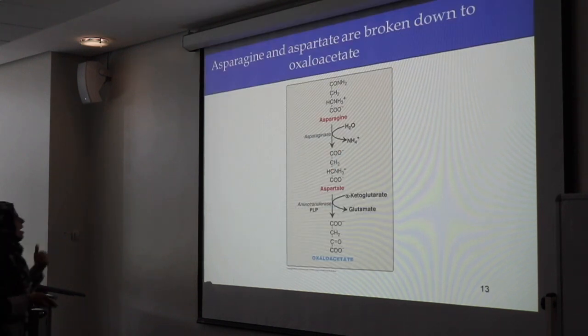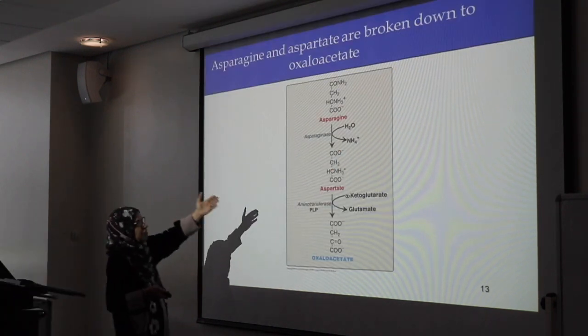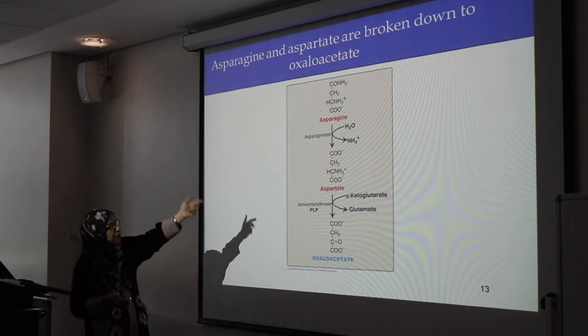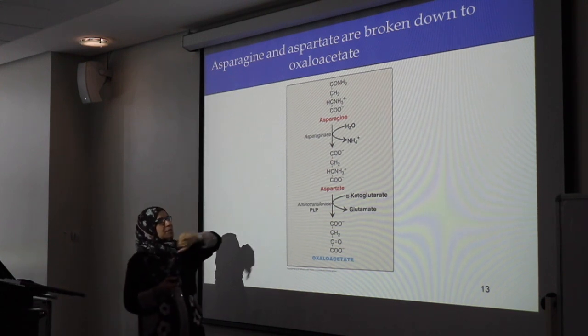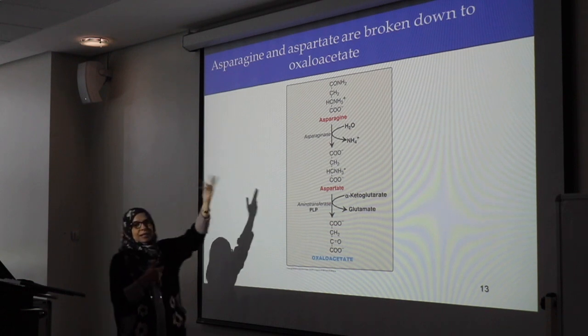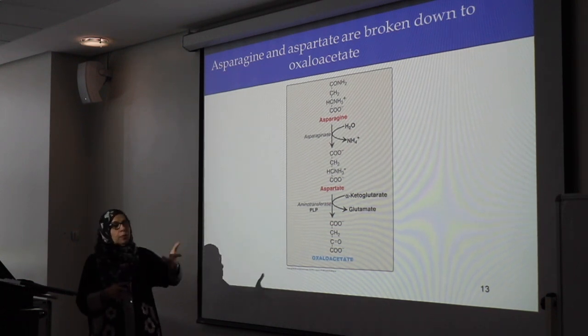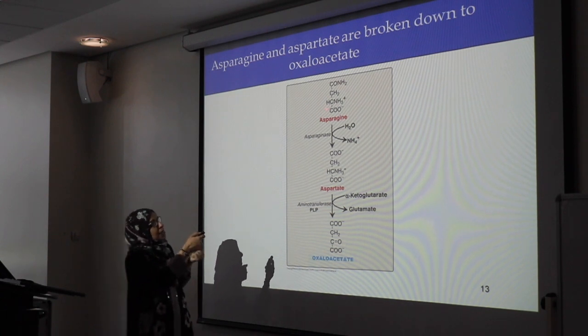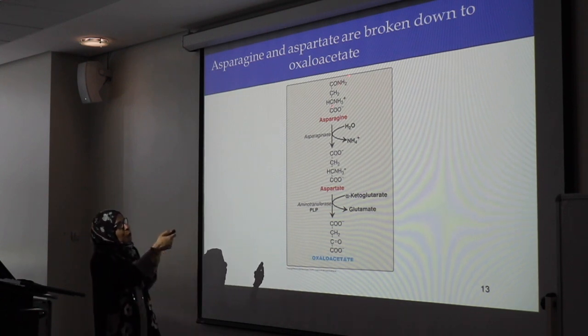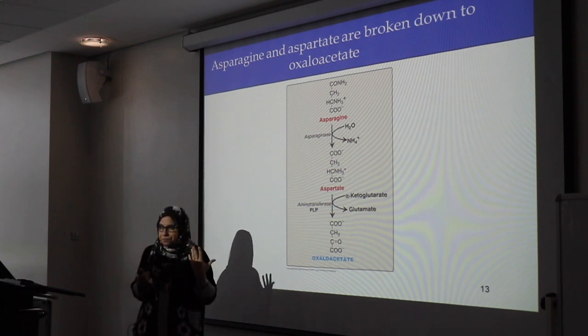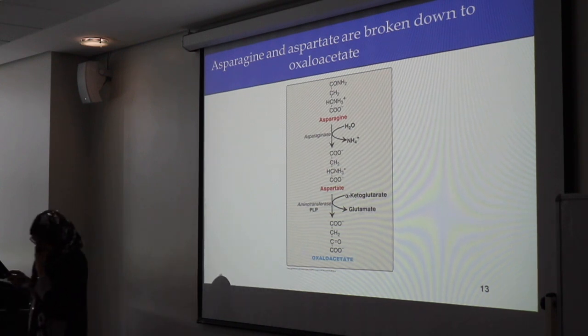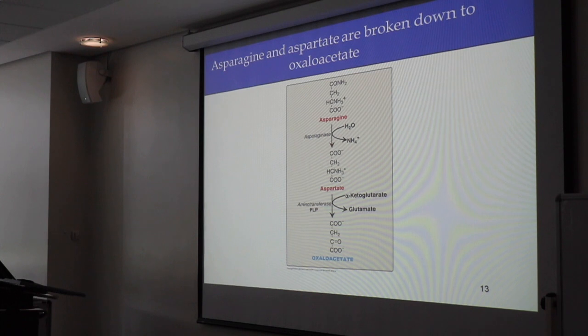Okay, so this is what we have explained. So asparagine is converted to aspartate by the enzyme asparaginase. So here I'm not transaminating, I'm just taking out the amino group as a free ammonia or ammonium ion. As you can see here, this is the amino group. What is the amino group in asparagine? CONH2, the first carbon.